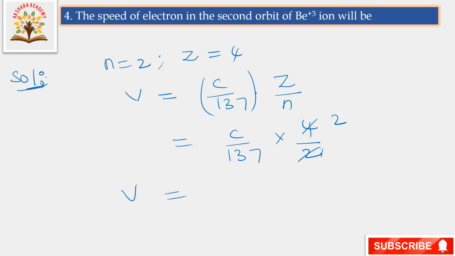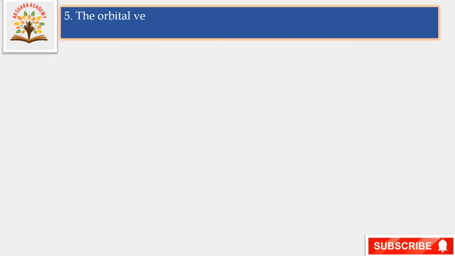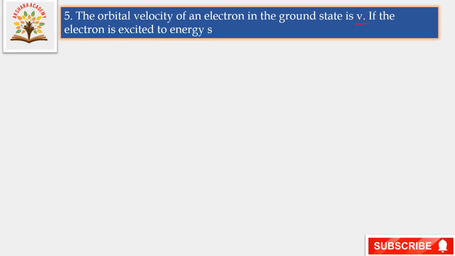So V is equal to 2C by 137. Therefore speed of electron V is equal to 2C by 137. Okay. Next we will go to the next question. The orbital velocity of an electron in the ground state is V. If the electron is excited to energy state 0.54 electron volts, its orbital velocity will be.